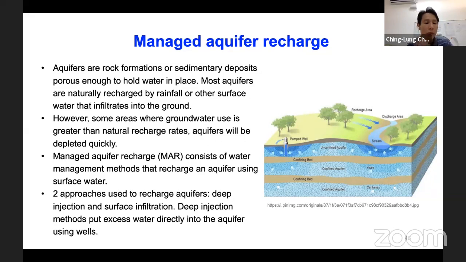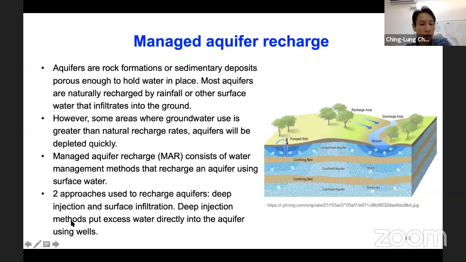Okay, so managed aquifer recharge consists of the water management methods that recharge an aquifer using surface water. Two approaches are used to recharge the aquifer. The first one is deep injection, and the second is surface infiltration.